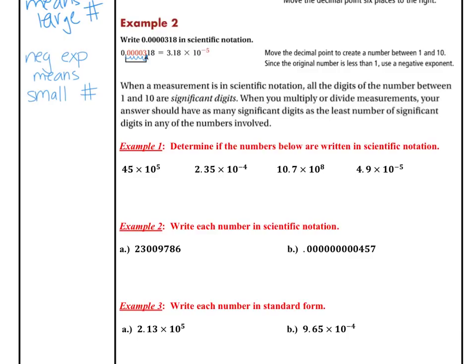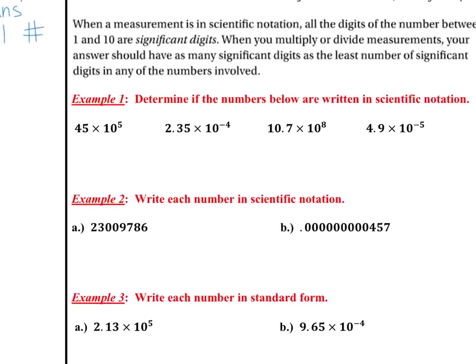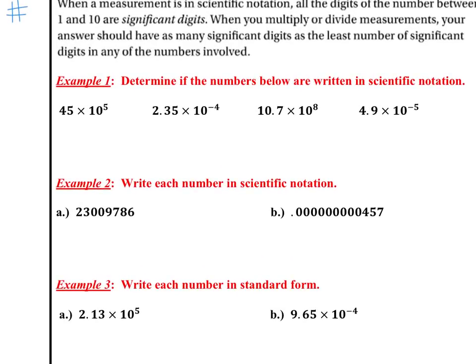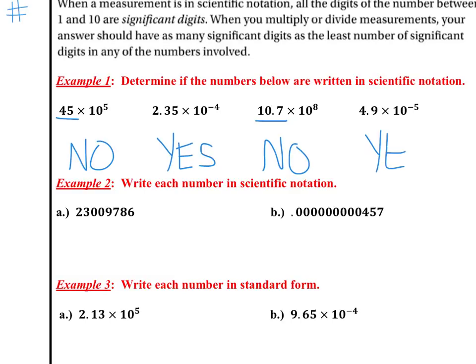Example 1 says to determine if these are in scientific notation or not. Well, the first one's definitely not because 45 is not between 1 and 10. The second one looks like it is. 2.35 is between 1 and 10. There's an integer for the exponent, -4, so that's good. Nope for the third one, also because this number, 10.7, is bigger than 10. Fourth one looks okay. It is in scientific notation.